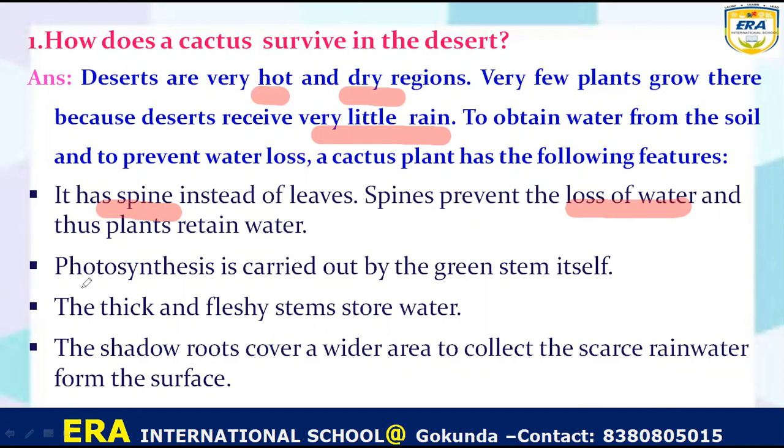Second point is that in the desert plant, the photosynthesis. What is the photosynthesis? The process of making food is carried out by the green stem. So there are no leaves, so that's why the photosynthesis is directly carried out in the green stem. This is the second feature.